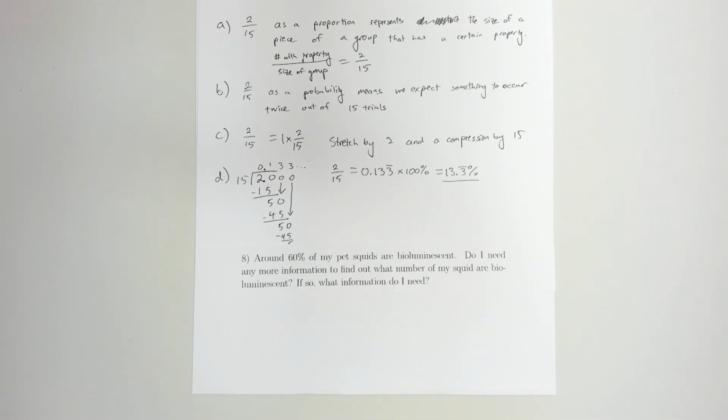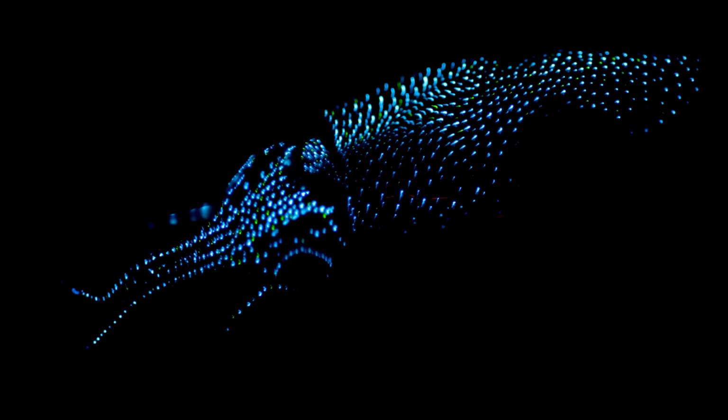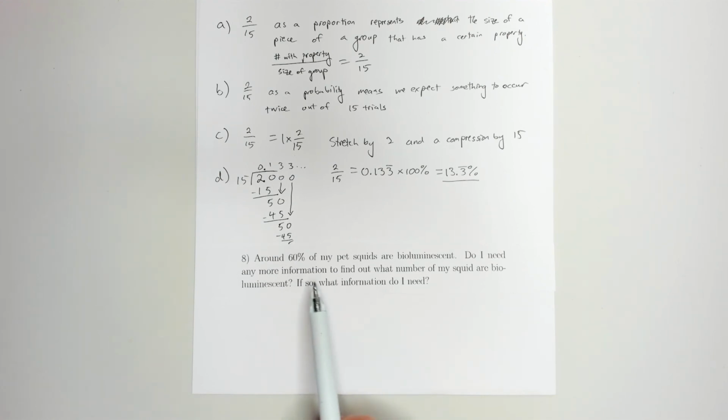A lot of squids live in really deep areas of the ocean where there's not a lot of light, so they light up as well. So this property is called having bioluminescence. And apparently I have pet squids, and 60% of them are bioluminescent. Do I need any more information to actually figure out what number of my squids are bioluminescent? If so, what information do I need?